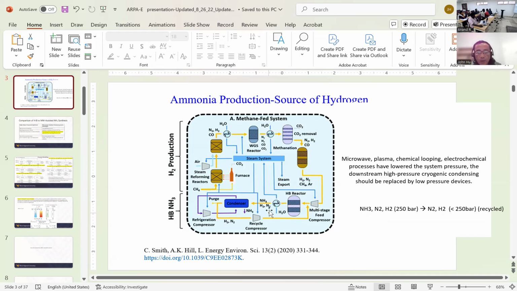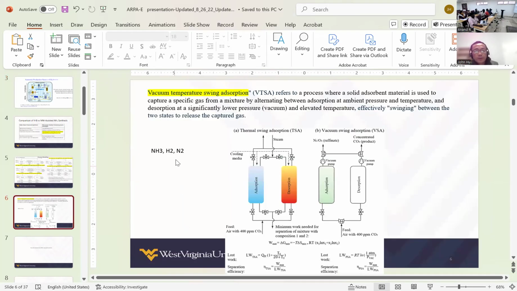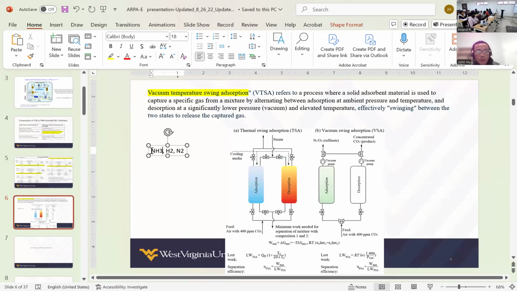Ammonia need to separate it. Hydrogen, nitrogen need to be recycled. Okay. So this is 3 components we need to separate. So that means we need to condense or make the ammonia coming out.